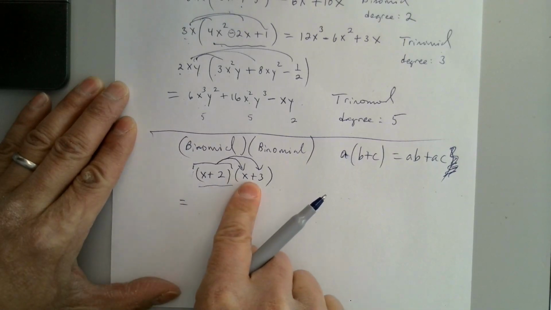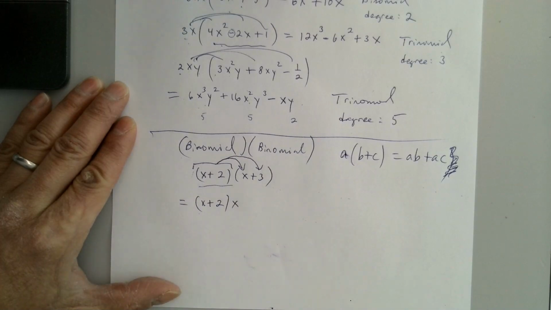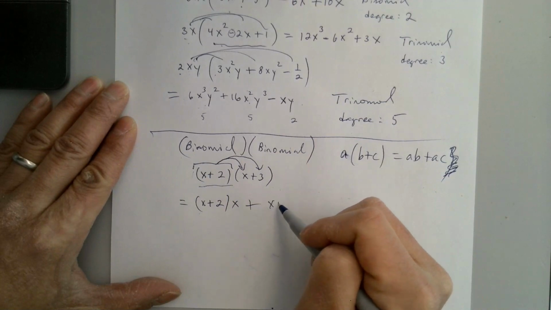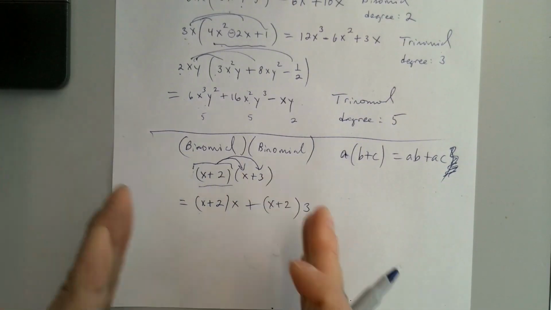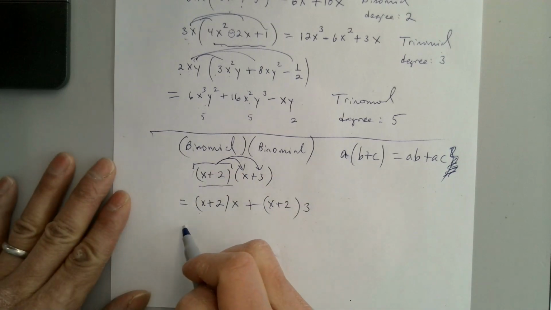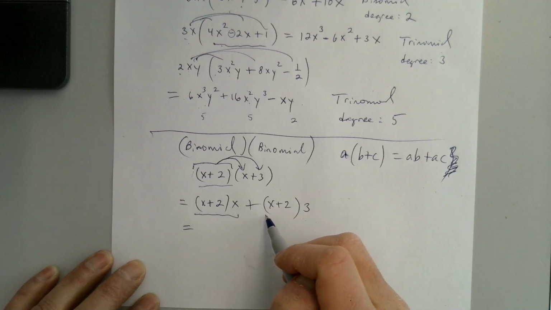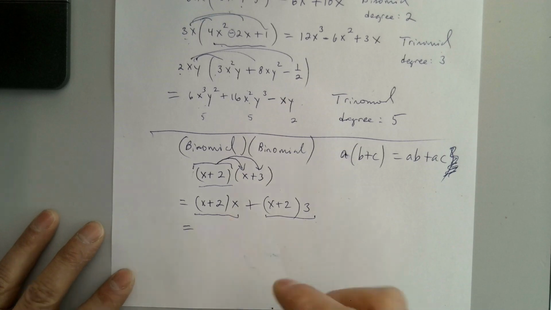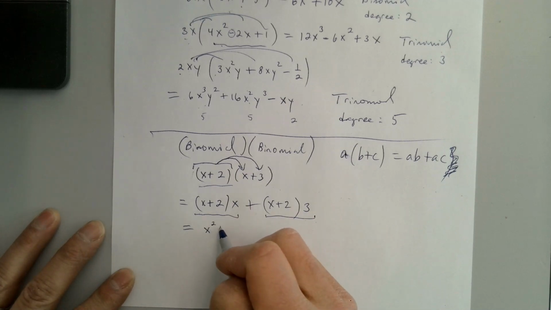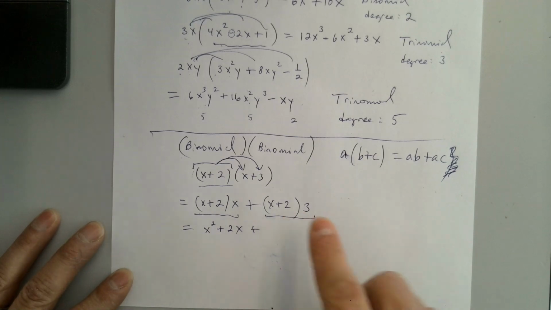Okay, so first with the x. My one entity, x plus 2, gets multiplied with x. Then plus x plus 2, my one entity, gets multiplied with 3. Okay, the x plus 2 has now been distributed. Now I have 2 new distributive property scenarios. I'm going to distribute the x and then distribute the 3 here.